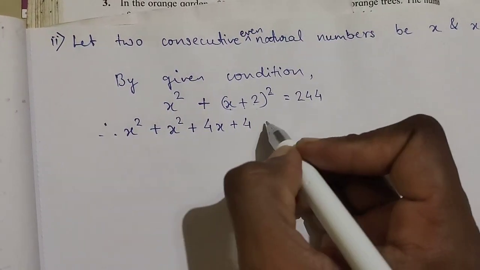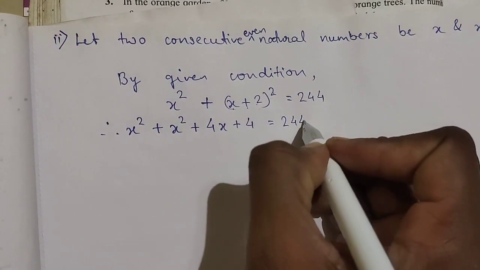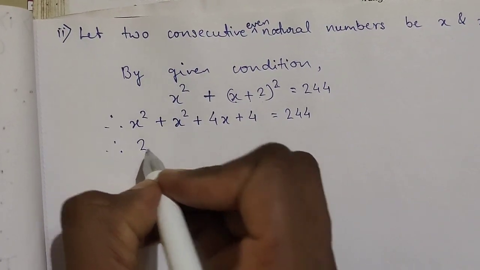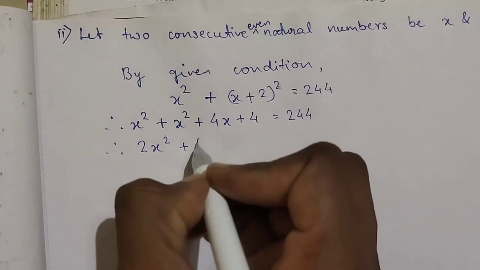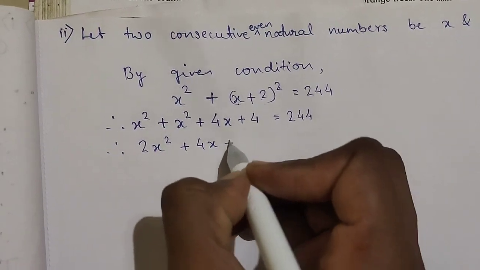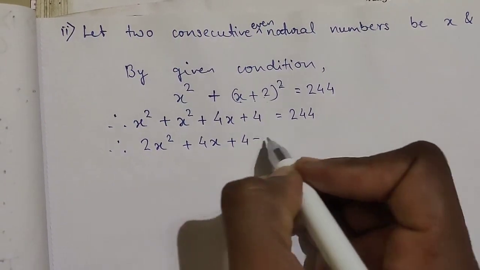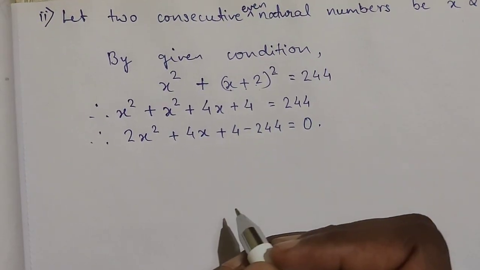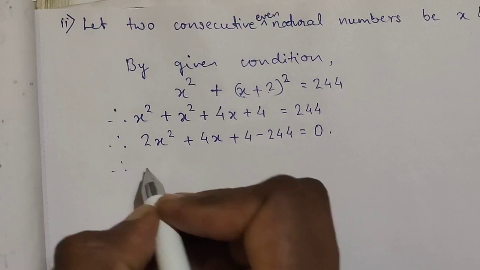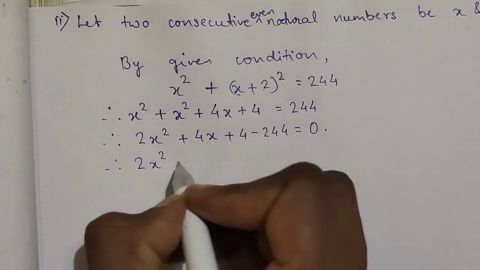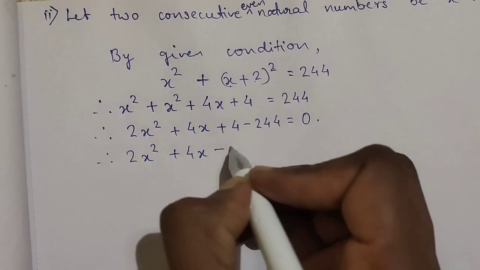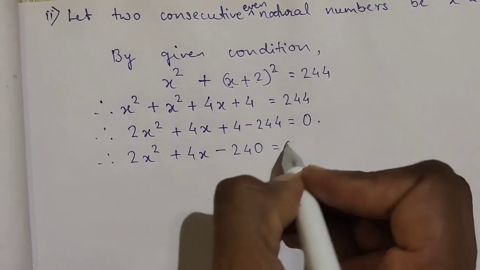4 is equal to 244. Now let us simplify this. x square becomes 2x square plus 4x plus 4. Now take this 244 to the left hand side so that it becomes minus 244. Now this is 2x square, this is 4x, and 4 minus 244 gives you 240.